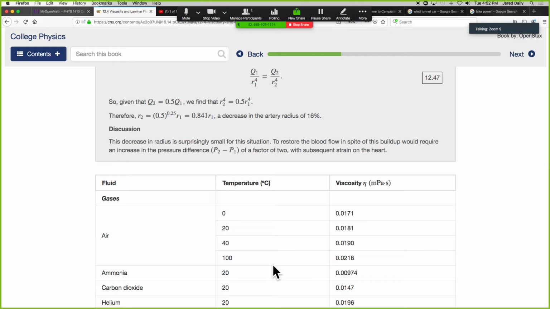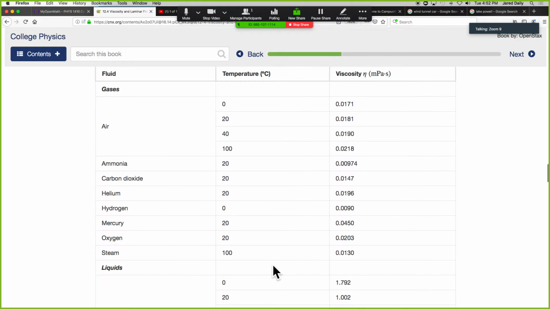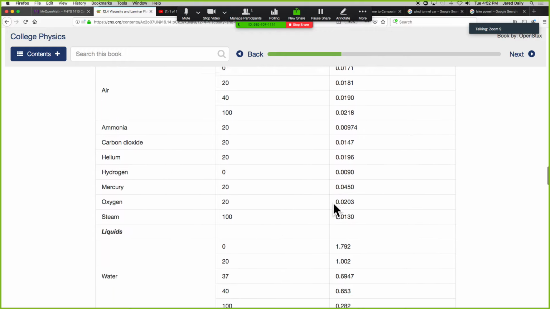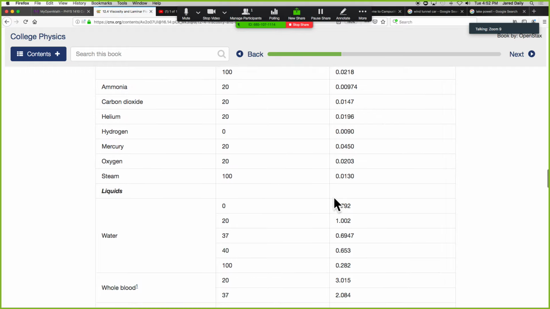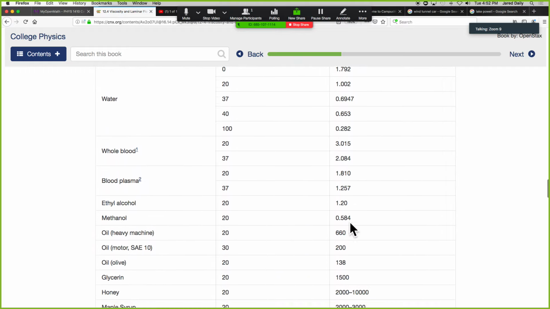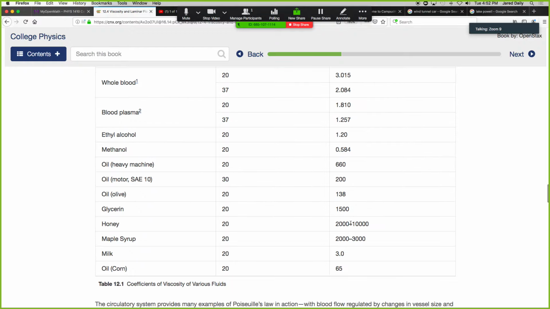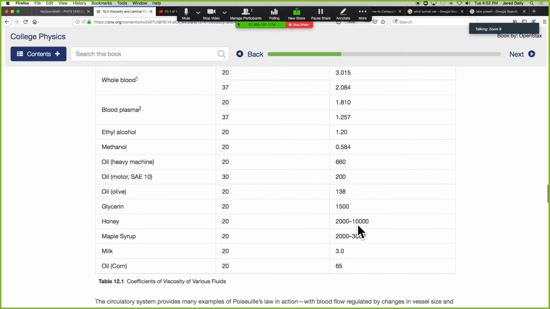So here we have a bunch of viscosities of different fluids. You can see air has fairly low viscosity. Other fluids have higher viscosity. Liquids much higher than gases for the most part. You have things like honey, it's 2,000 to 10,000, right? Maple syrup, 2,000 to 3,000. I tell you what, that maple syrup that's at 3,000, so good.